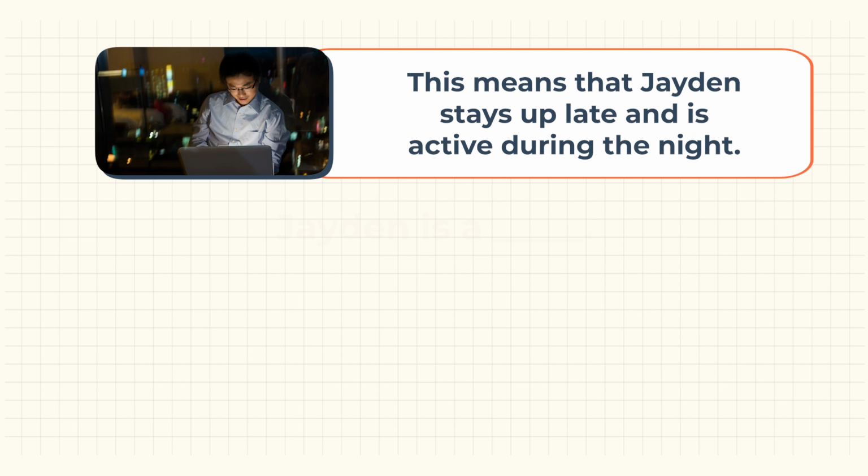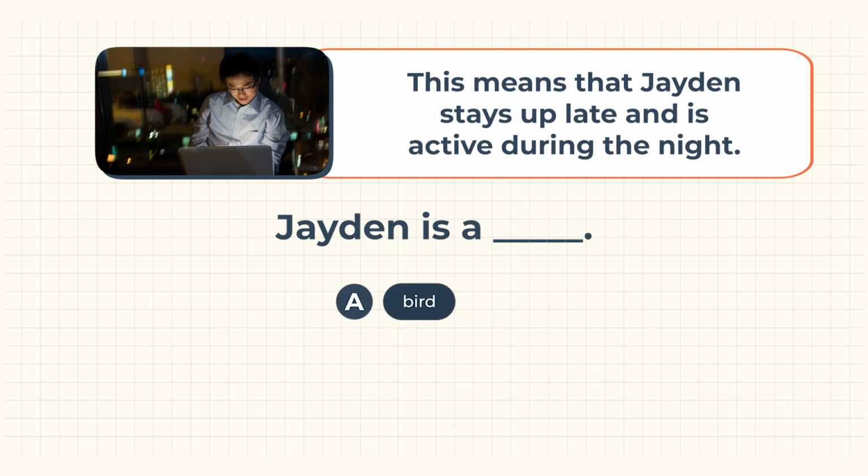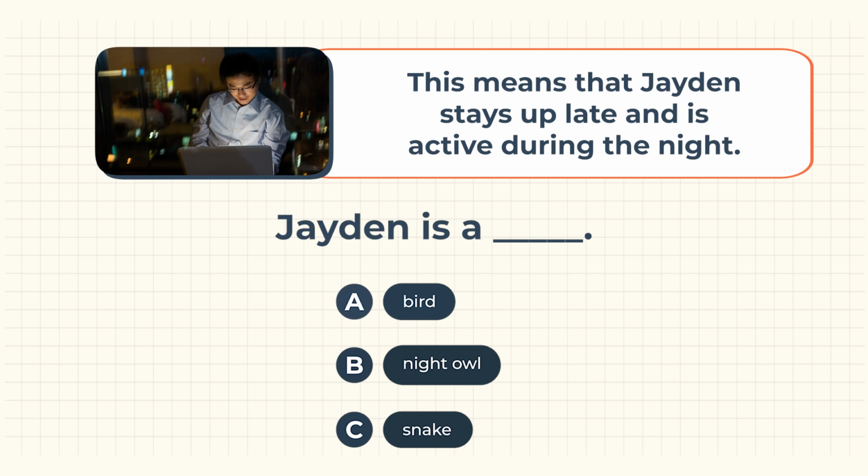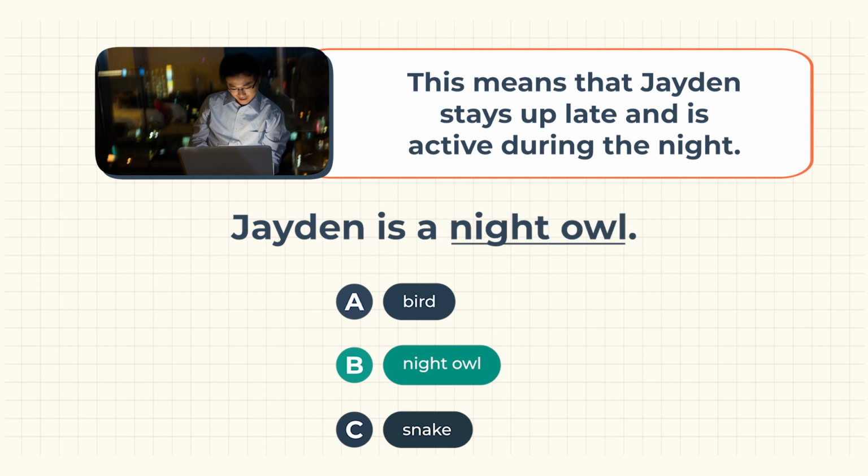This means that Jaden stays up late and is active during the night. Jaden is A. Bird. B. Night owl. C. Snake. The answer is B. Night owl. Jaden is a night owl.